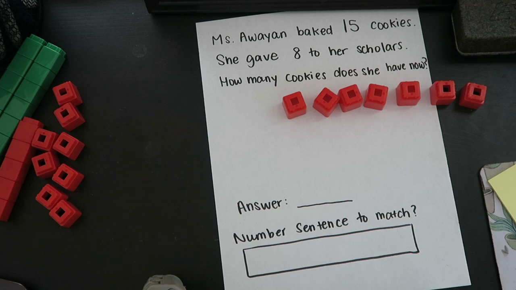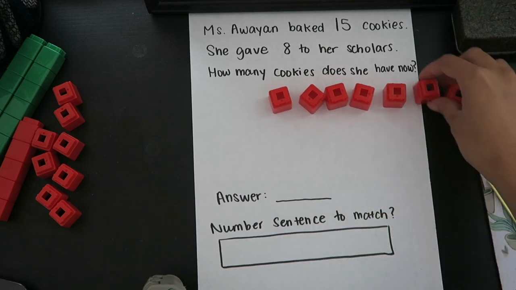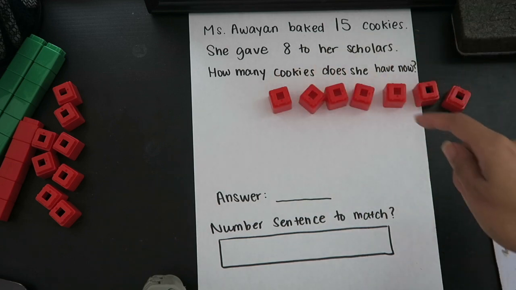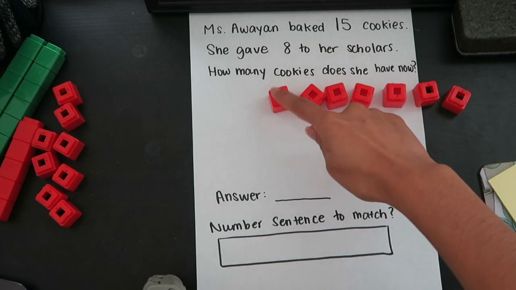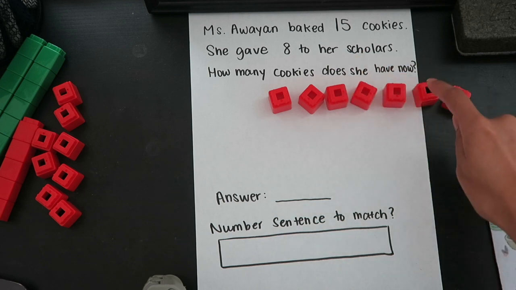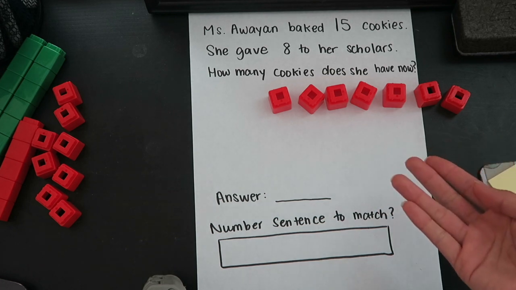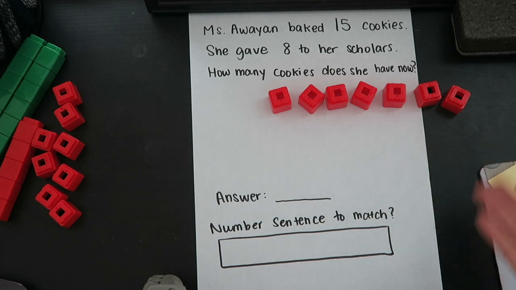So now, what do I want to know? How many cookies do I have now? Let's count and see how many cookies I have left in my little pile here. Ready? Count along with me. 1, 2, 3, 4, 5, 6, 7. So how many cookies do I have left? I have 7 cookies. Let's draw that on the big board to see how we can label this.